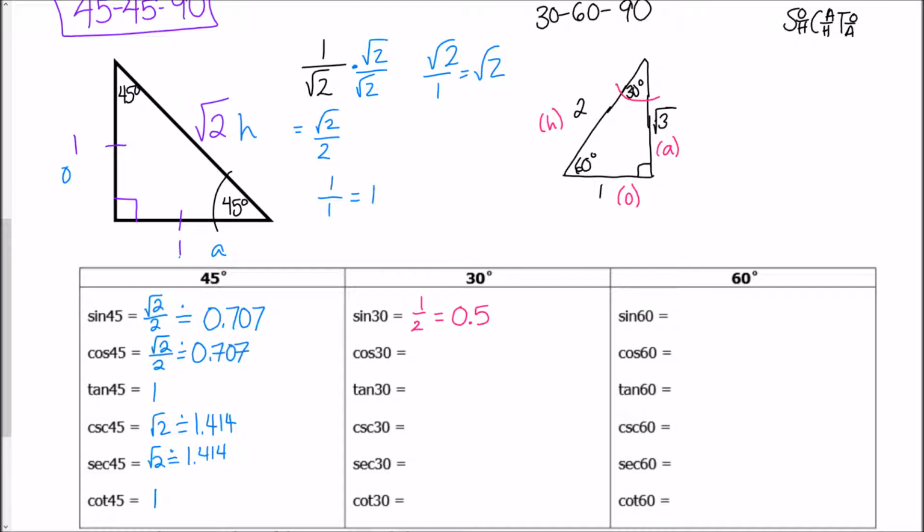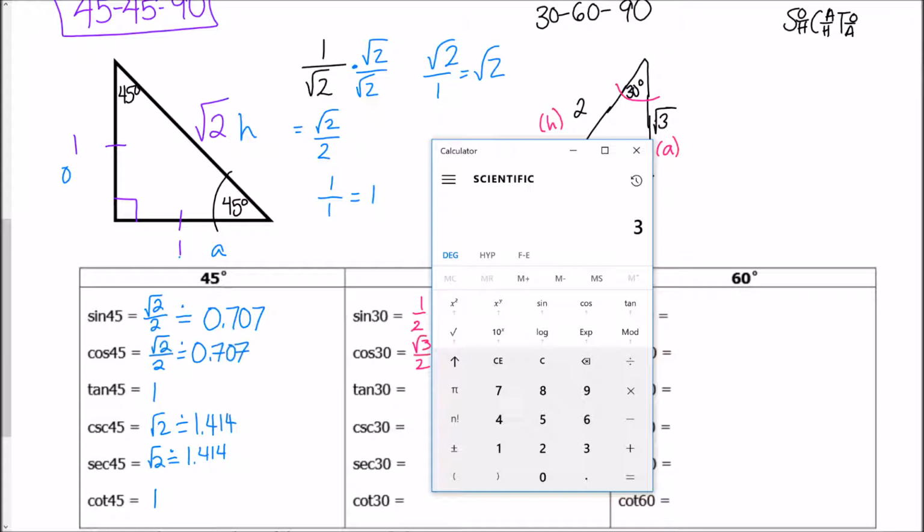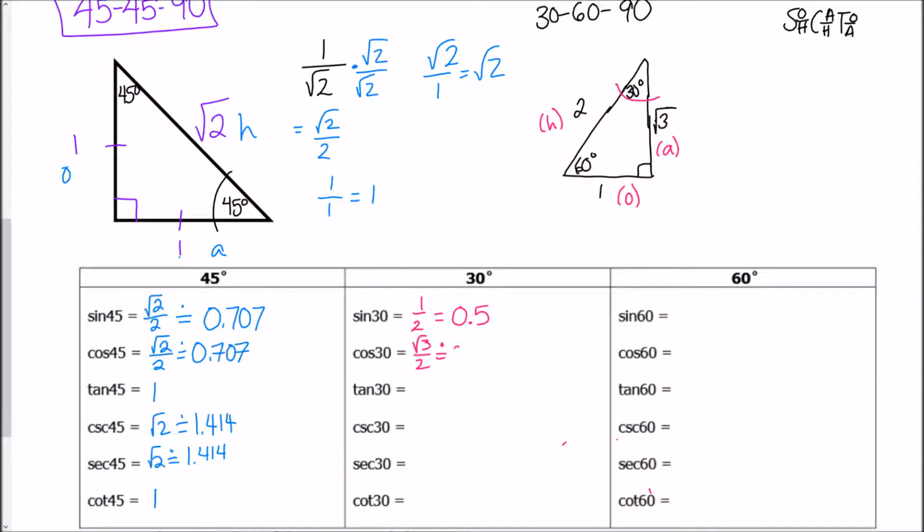To do cosine of 30, I need to do the adjacent over the hypotenuse, so I'm going to do root 3 over 2, and then I'm going to type that into my calculator. So I'm going to take 3, square root it, divide it by 2, and I end up getting approximately 0.866. So we'll say this is 0.866 right here.